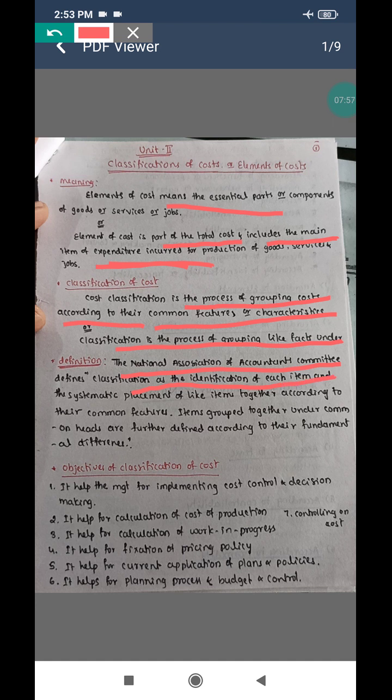Yes, for example, in human generation: gents, boys, and another one, that is the third gender. Masculine, feminine, neuter, on the three bases. Okay, so it is having some indication of each item. Classification has its own indication of each item and the systematic placement of like items together according to their common features.